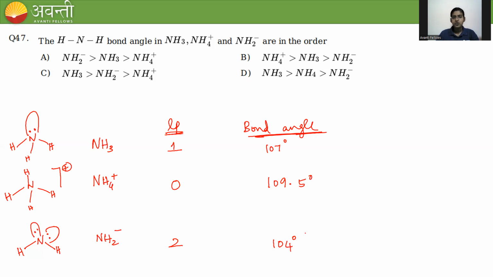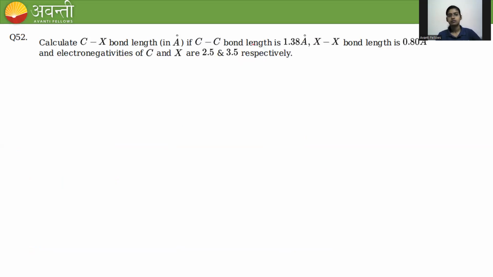Okay. So if you see, NH4 plus has the highest bond angle, then NH3, then NH2 minus. So option B is the correct answer for this. Okay. Then coming to the next question, question number 52.